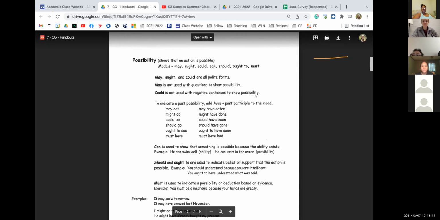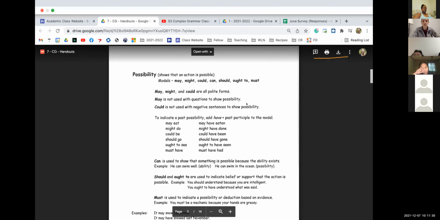Possibility, right? Because that is not possible. But then for ability, it's okay, right? It is okay, yes, for ability.